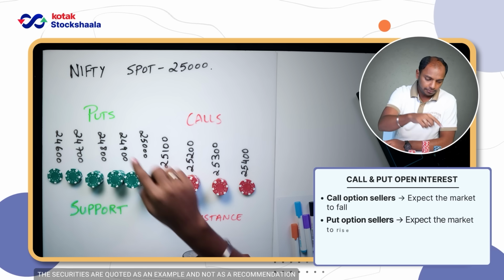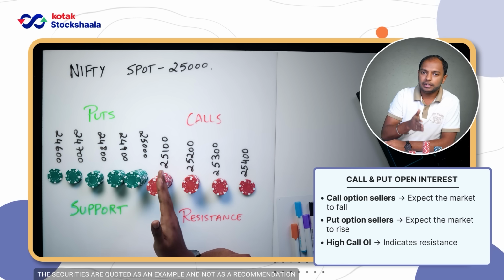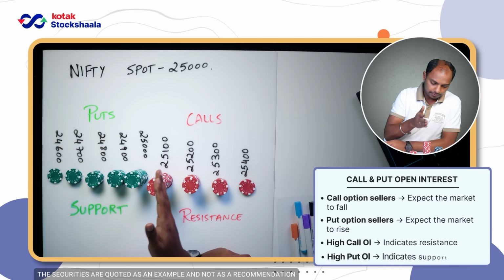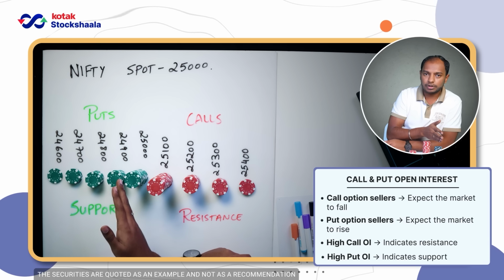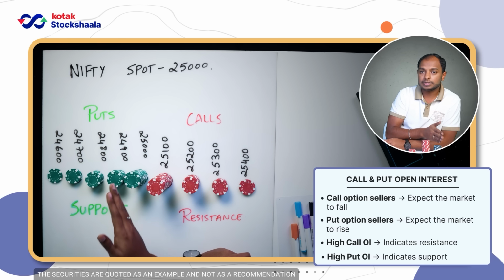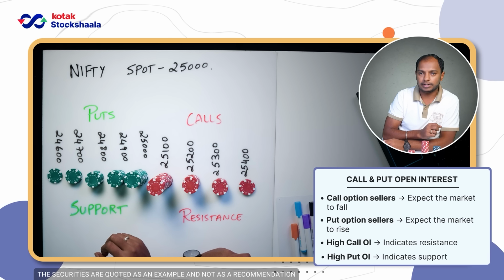Whereas if you're a put seller, you're expecting the market to go higher. Similarly, when you see very high open interest at 25,100 when the market is at 25,000, it shows that there is very high resistance. Similarly, if there is higher OI in put option side, then it shows that there is higher support at that specific level.